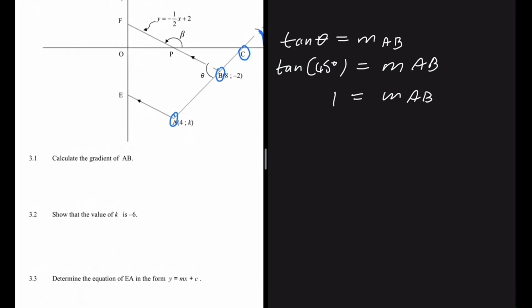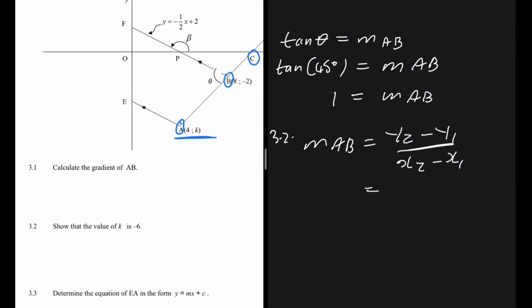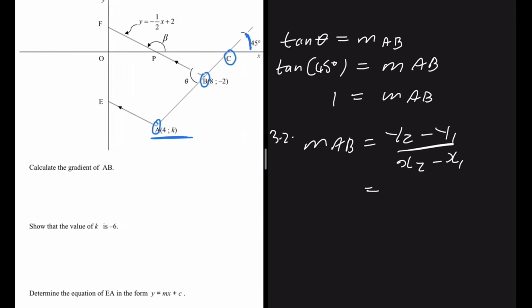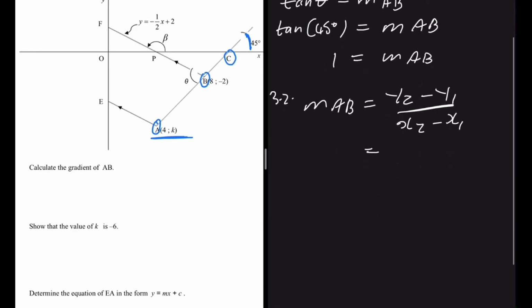And then 3.2 says show that the value of k is minus 6. K is the y coordinate of point A, right? And then since we have the gradient of AB, we can use the gradient formula to find the coordinate of k. So what we can say here for 3.2, we can say that the gradient of AB is equals to y2 minus y1 divided by x2 minus x1. Now it's on us to decide which point we take as point 2 and which point we take as point 1. So let's take B as point 2 and then A as point 1. You can do it the other way around, it still works.